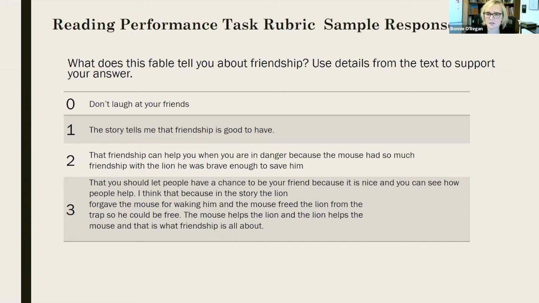Versus an analysis of that you should let people have a chance to be your friend because it's nice and you can see how people help. I think this because in the story, the lion forgave the mouse for waking him, and the mouse freed the lion from the trap so he could be free. The mouse helps the lion, the lion helps the mouse, and that's what friendship is all about. So you can see here where they start to really analyze.